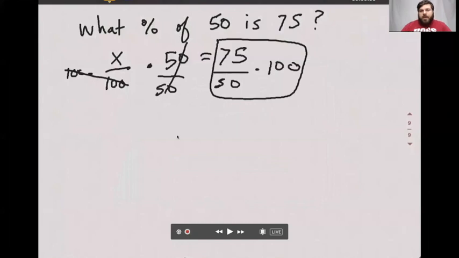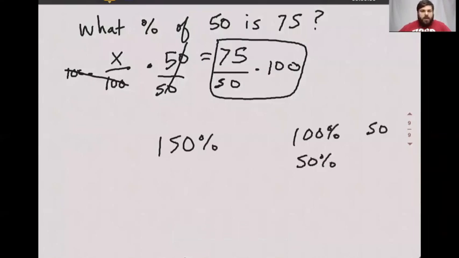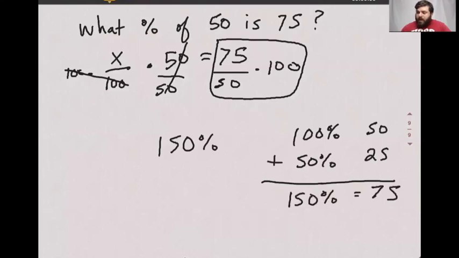So what percent of 50 is 75? It's 150%. Now think about that. What's 100% of 50? 100% of 50 is just 50. Well, what's 50% of 50? Well, it should be half of 100%. So half of 50 would be 25. So you can see if you add these together, you get 150% is 75. So yes, 75 is 150% of 50.